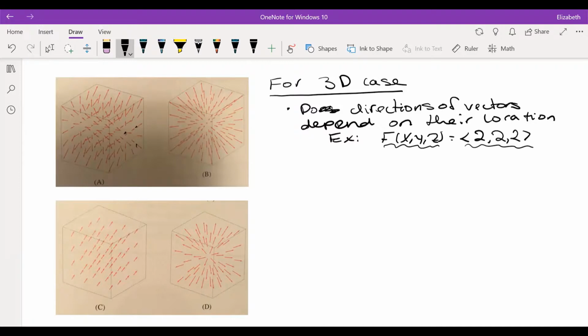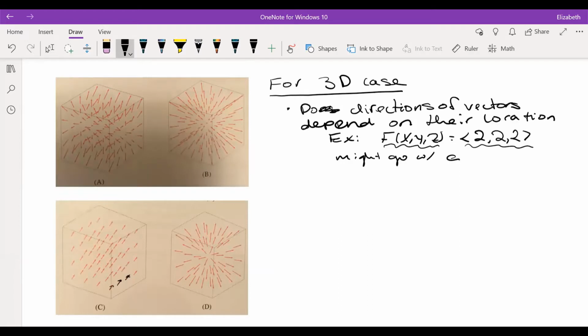So if we look at A, all the vectors are pointing in different directions depending on their location. So that's really not going to be a great option for this particular vector field. But if we look down at C, see how they all point in the same direction regardless of where they're located, like they're all pointed up and to the right. So that's probably going to be what goes with this example here. So you might go with C.